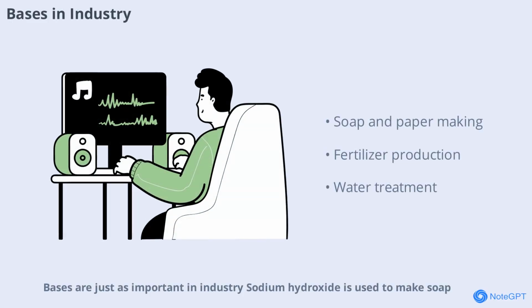Bases are just as important in industry. Sodium hydroxide is used to make soap, paper, and textiles. Ammonia is used in fertilizers and cleaning products. Bases help neutralize acidic waste and are essential in water treatment plants. Their versatility makes them key players in many industrial processes.